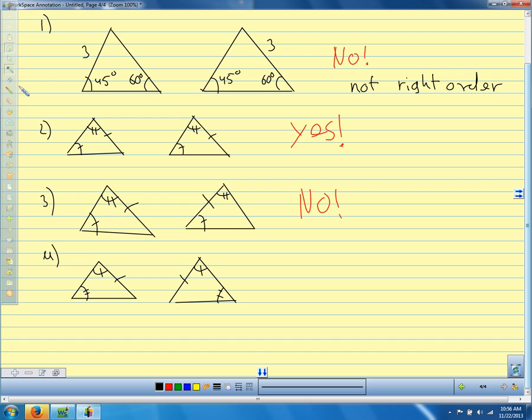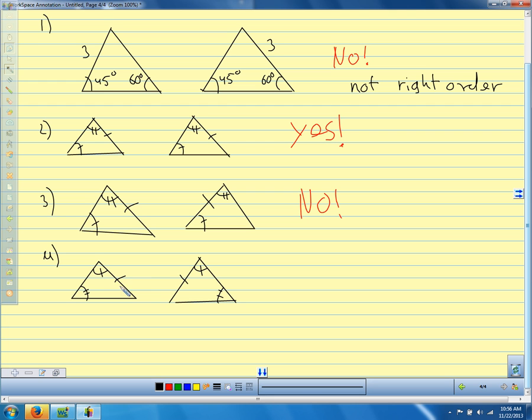So what do we have to do to these two triangles to match up? Even though this side looks like it's facing the other way, what can we do to this one to match up with that one? I have to flip it, or reflect it, and then it would match up exactly.